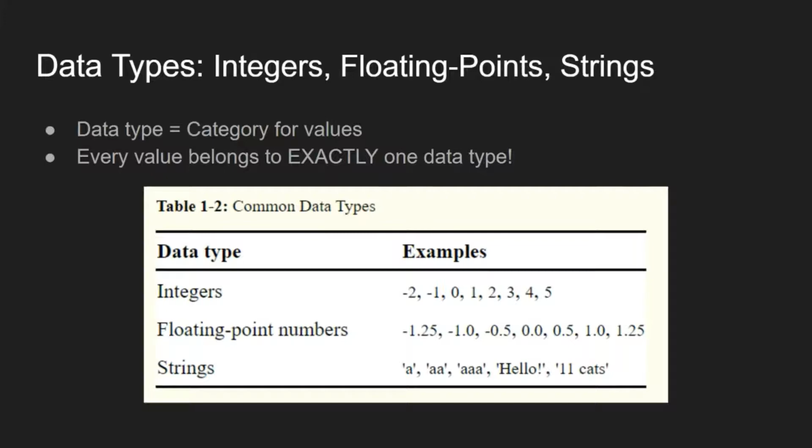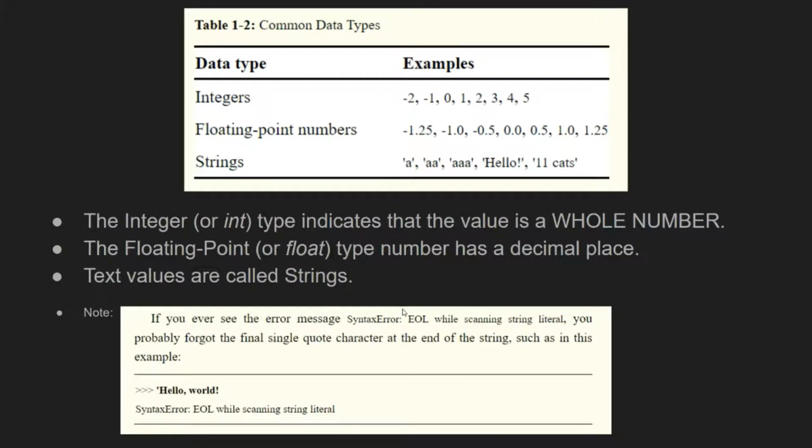Integers are whole numbers. Floating point numbers have a decimal place. Python programs can also have text values called strings, which are surrounded by single quotes so Python knows where the string begins and ends. So we have integers, also known as ints, floating points, also known as floats, strings, which are sometimes called strs. Again, the integer or int type indicates that the value is a whole number. The floating point or float type number has a decimal place, and text values are called strings.